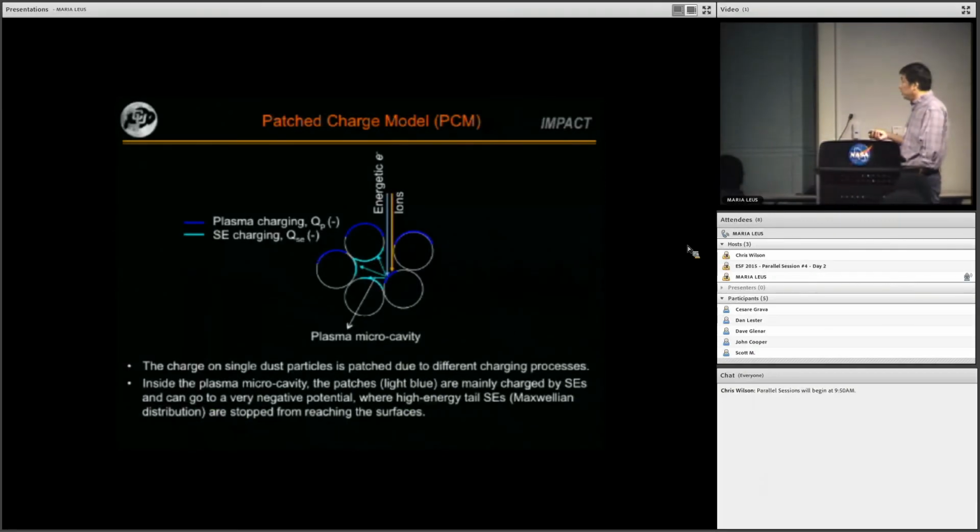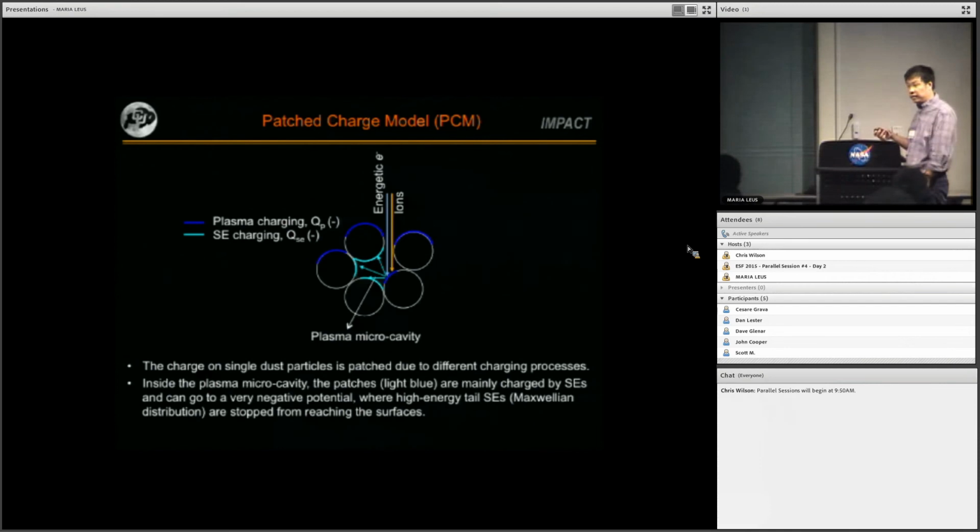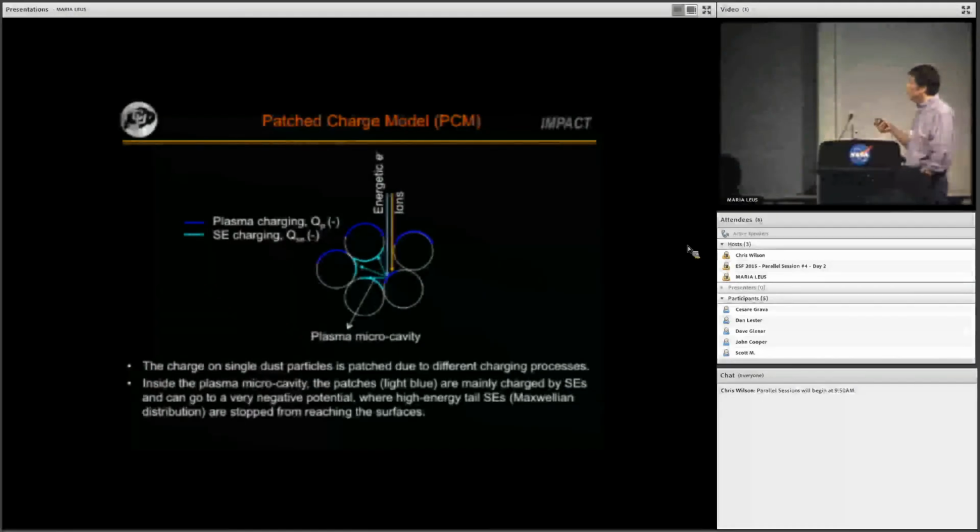So with this drawing, I can show more detail about the macro cavity idea. The 5 circles represent 5 dust particles. So in the middle, that's a macro cavity. And the top 3 particles are exposed to plasma, so they will be charged by whatever the plasma particle flux is. In our case here, it's slightly negative. And between these 2 particles, there's a little gap.